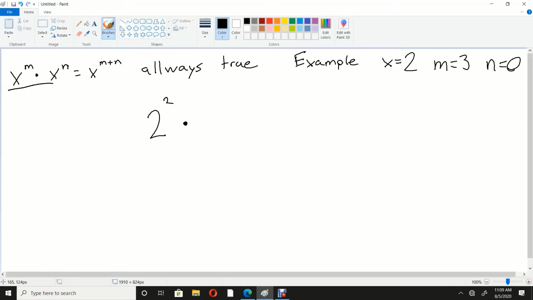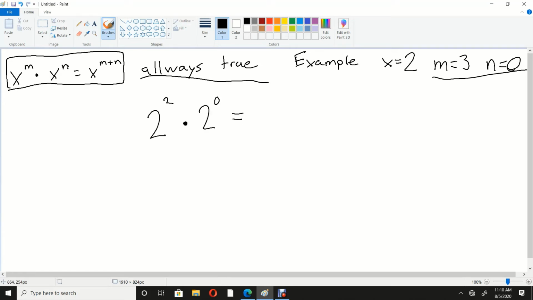All right, so this statement right here, we learned this in the first lesson in this module. This is always true. It doesn't matter what the exponents are. So let's take a look at it where this time n is 0. What I'm saying is that this is equal to this right here. Well, let's actually do the math and see if that's the case. Let's have 2 squared. 2 times 2 is 4. Times 2 to the 0. What's anything to the 0th power? 1.